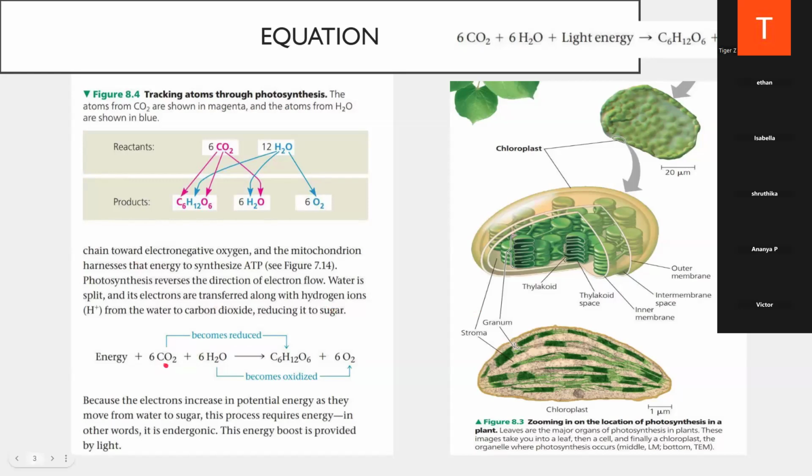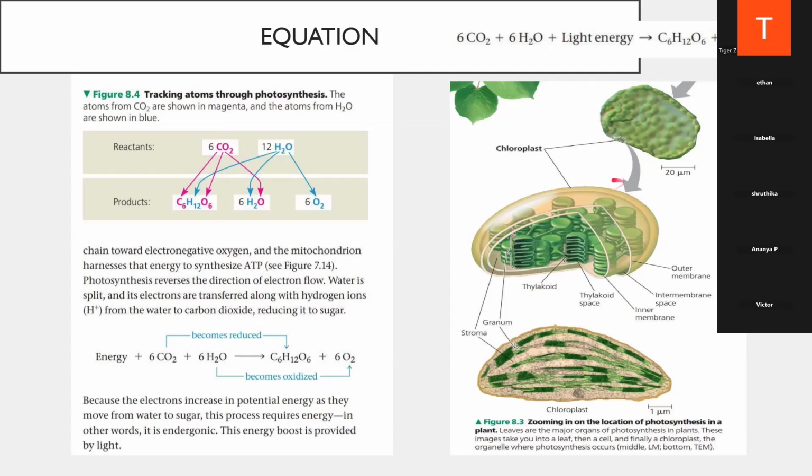See here the diagram. Oxidation means that you're losing electrons, and reduction means that you're gaining electrons. That's really all I need you to know about that. And then the electrons increase in potential energy as they move from water to sugar, right? This requires energy, so it's endergonic, as in, it requires energy. And then this energy boost is provided by the light energy that you guys saw.